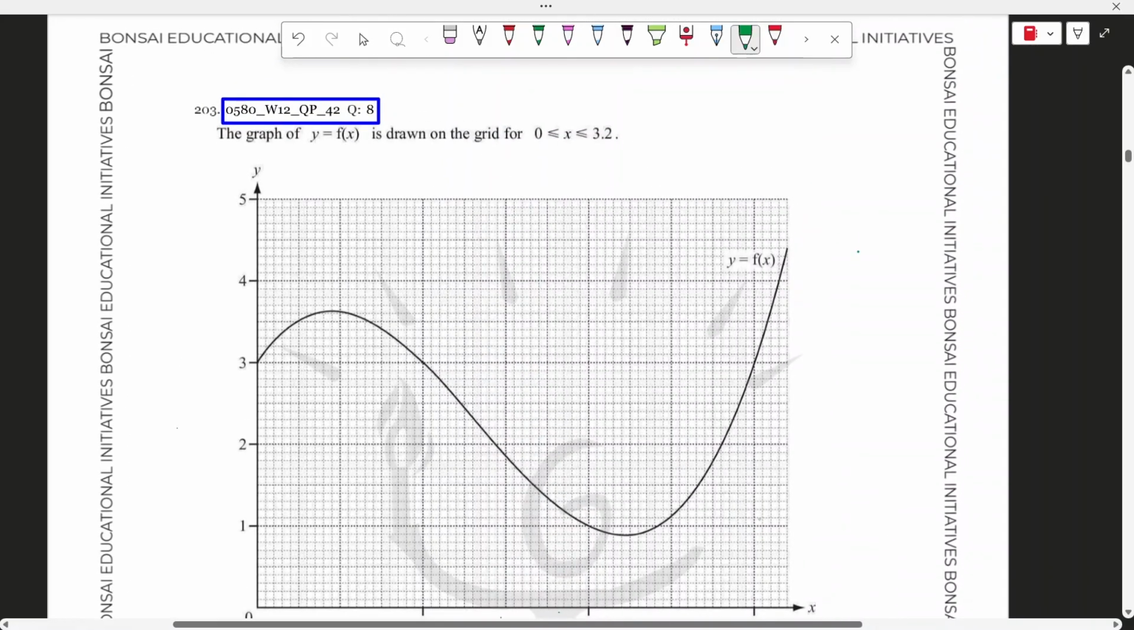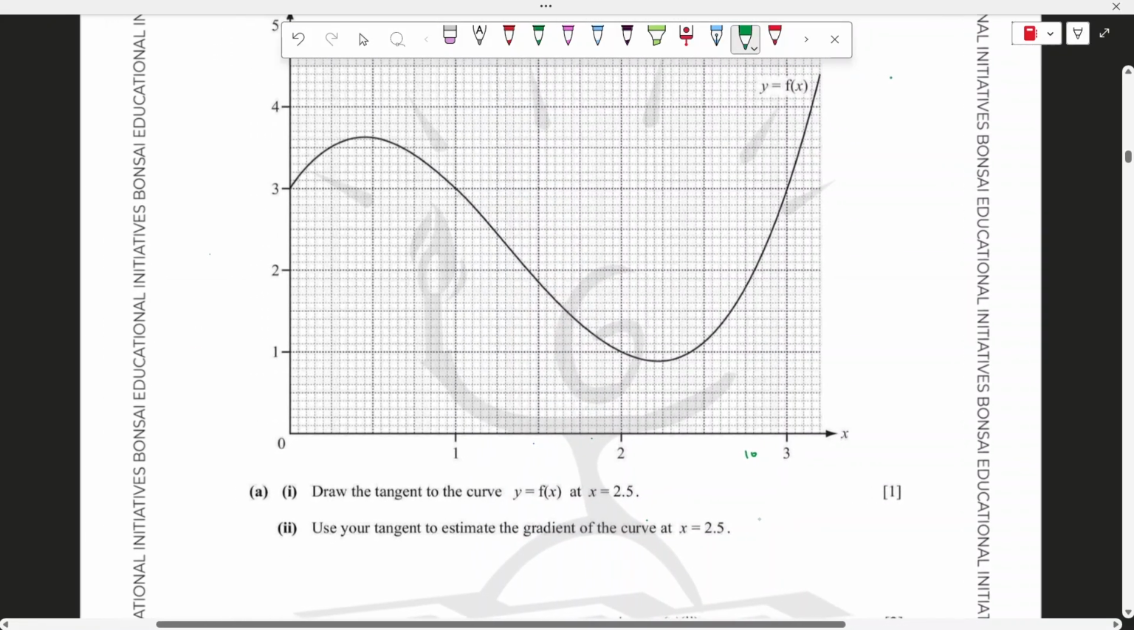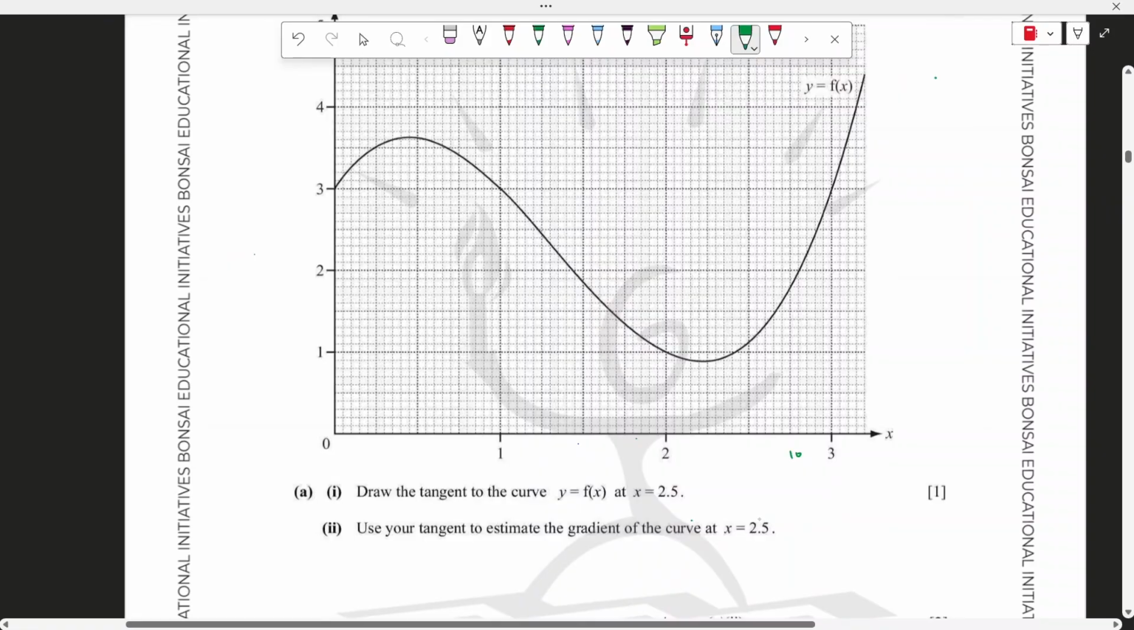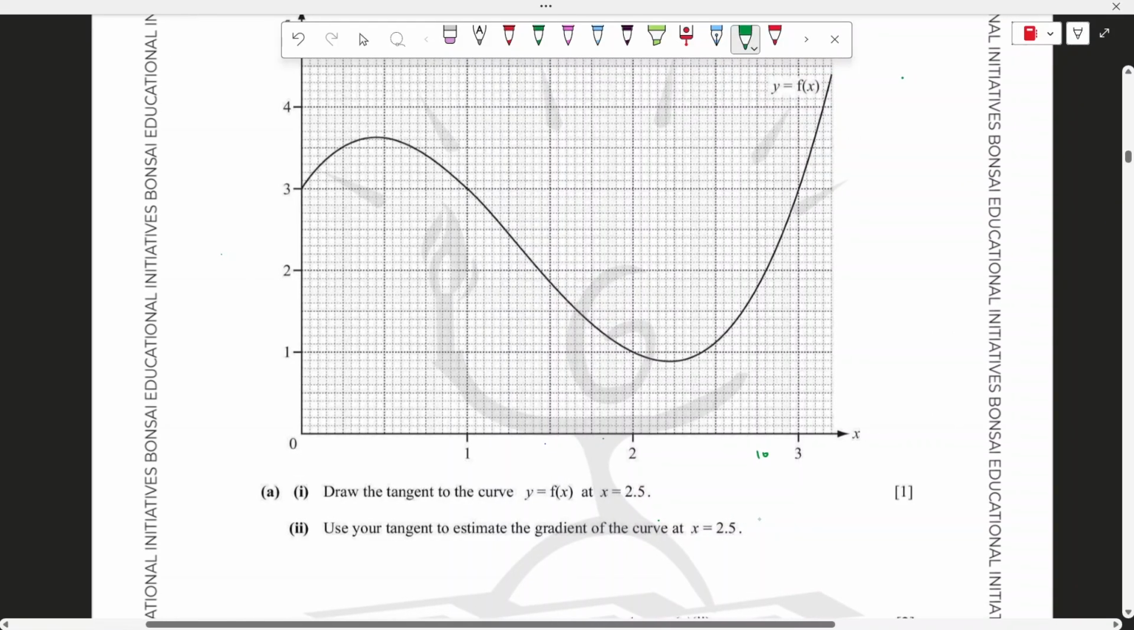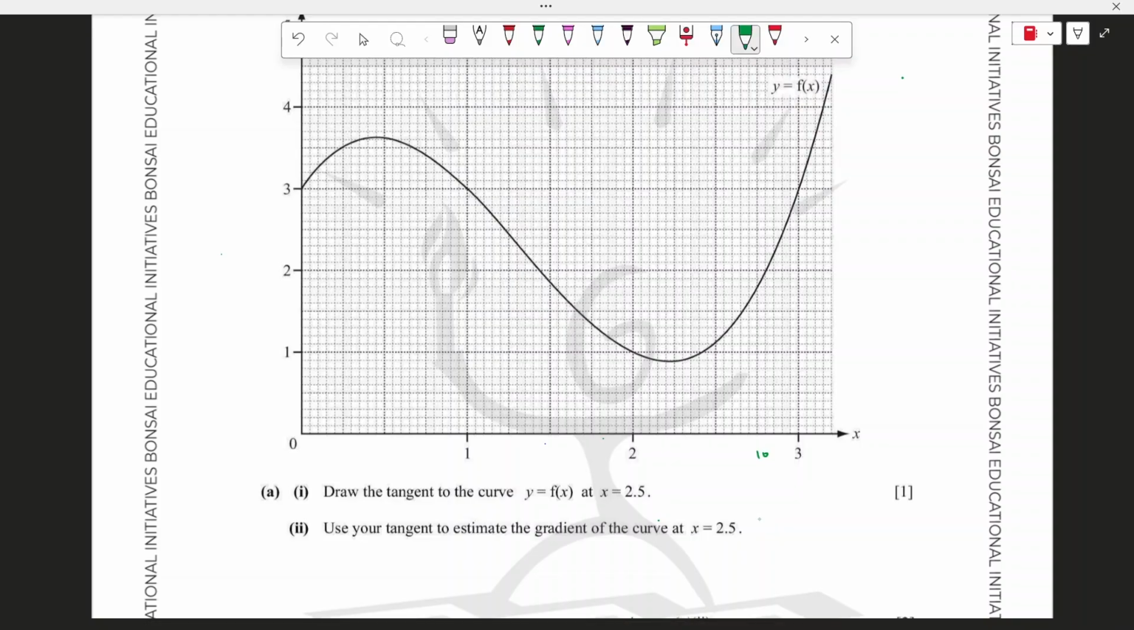So what are we looking for? We are looking to draw the tangent to the curve y equal to f of x at x equals 2.5. First of all, we look at where x equals 2.5 is located. On the x-axis, this is 2 and 3, so this is going to be 2.5. Exactly here we have x equals 2.5.